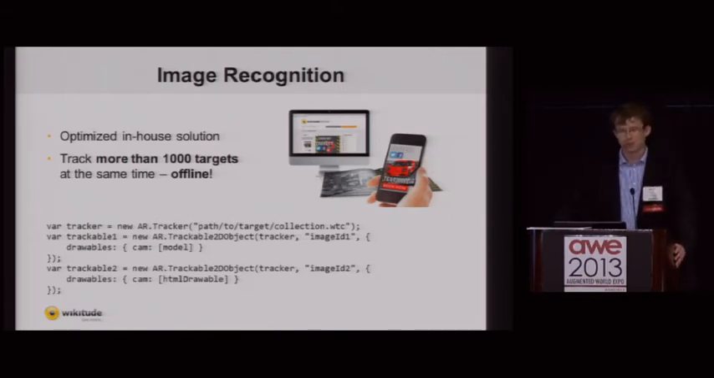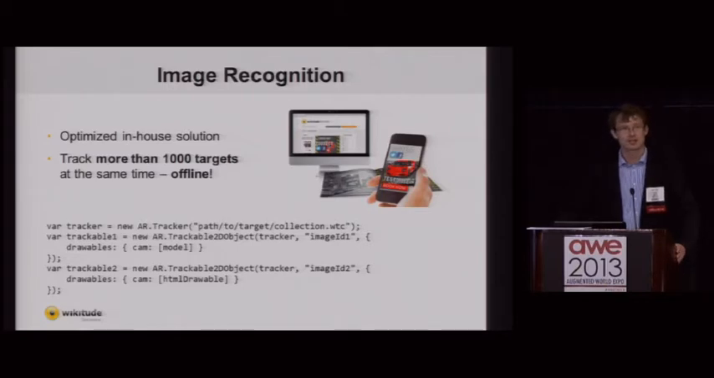So how does that look? The image recognition part, again, is an optimized, fully in-house solution. You will be able to track more than 1,000 targets on the latest devices, basically at the same time, offline. It took a couple of months to develop that, obviously, and we put significant effort into it so that you can actually make use of that.